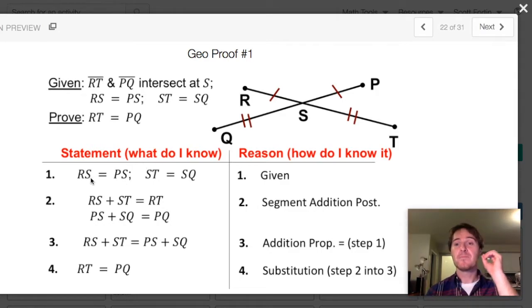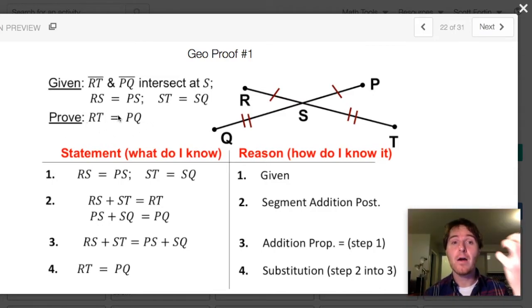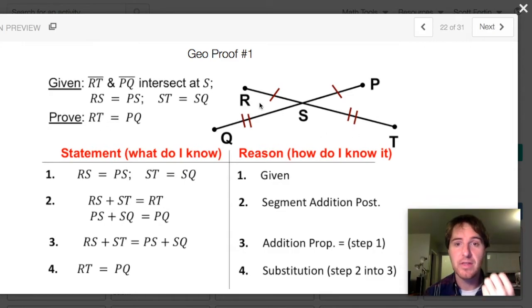Just to reiterate, the first step is pretty much always going to be your givens, right? Always going to be your givens. Then what I'd recommend, and again, I'm going to break this down, I'll write it down as steps for you a little bit later, maybe in section 1.8, is to look at what you need to prove. Figure out how I can say something about RT. Is there anything I can say about RT?